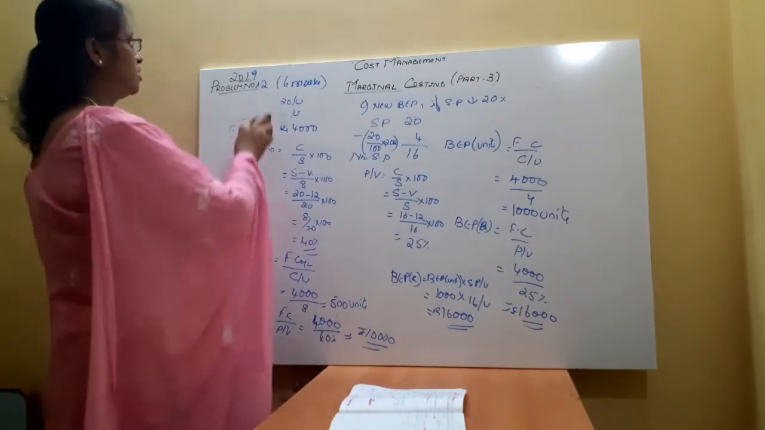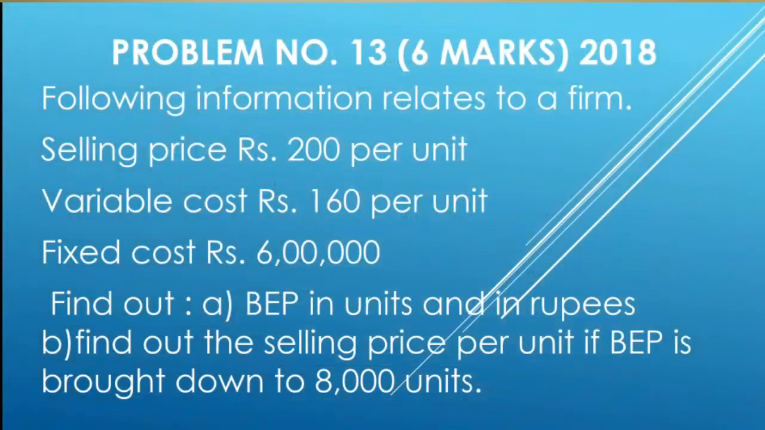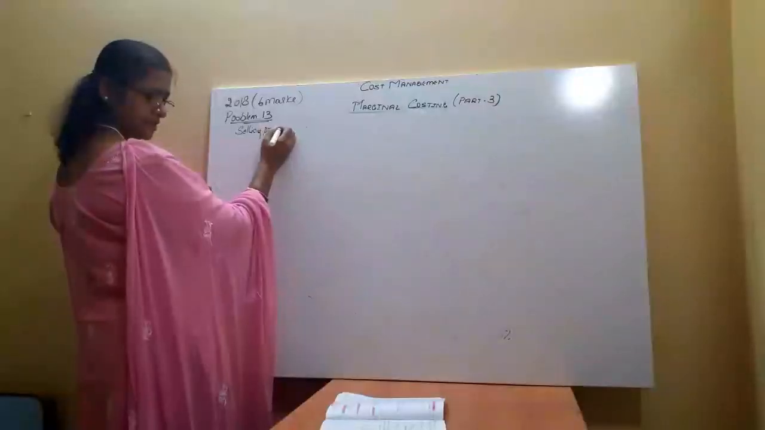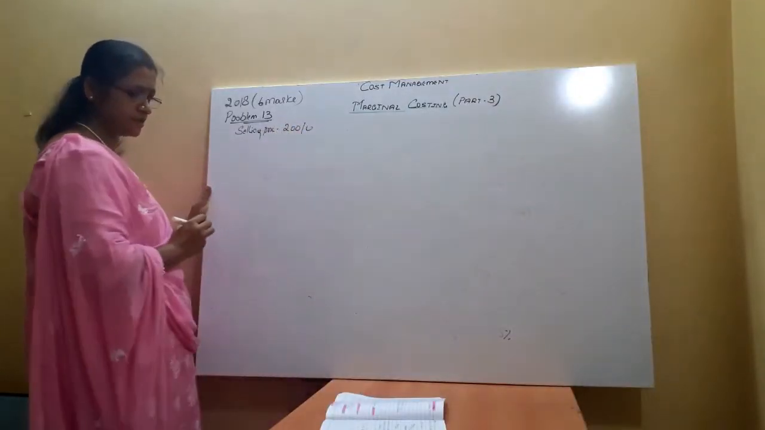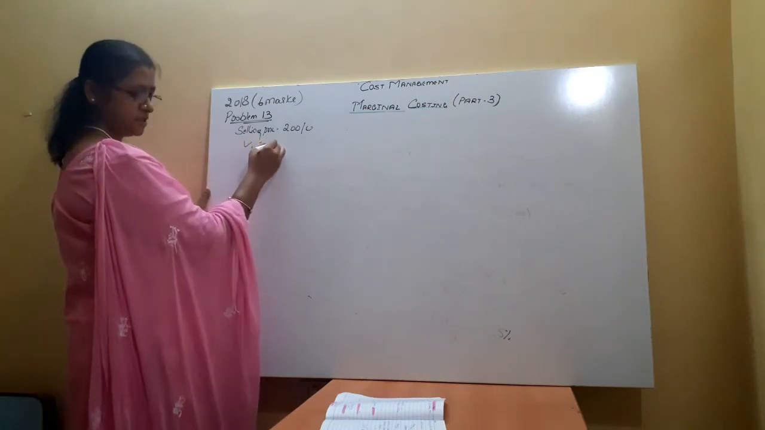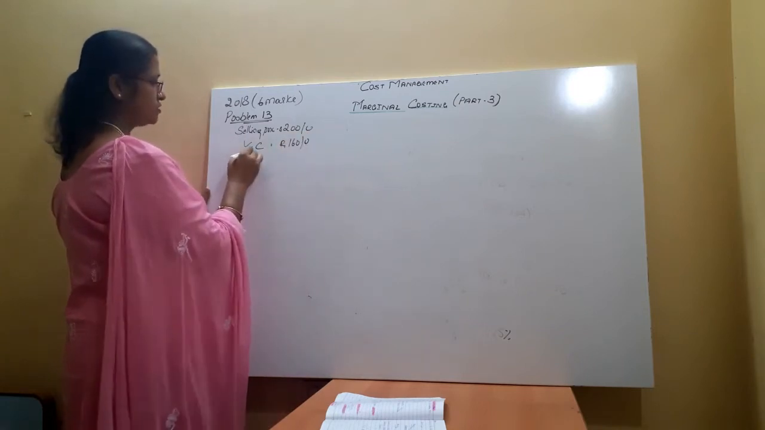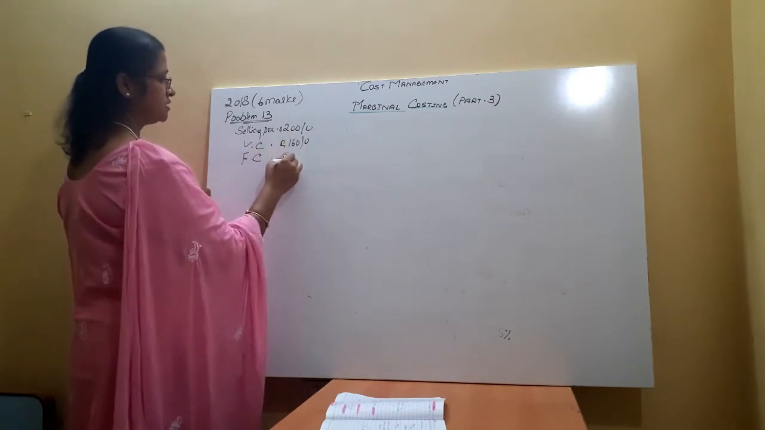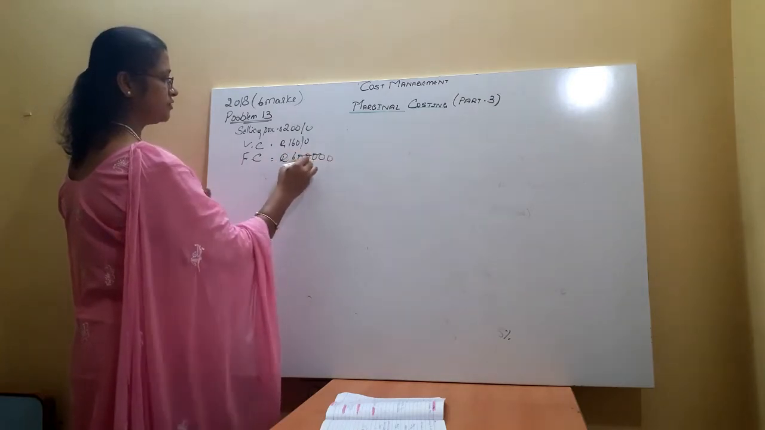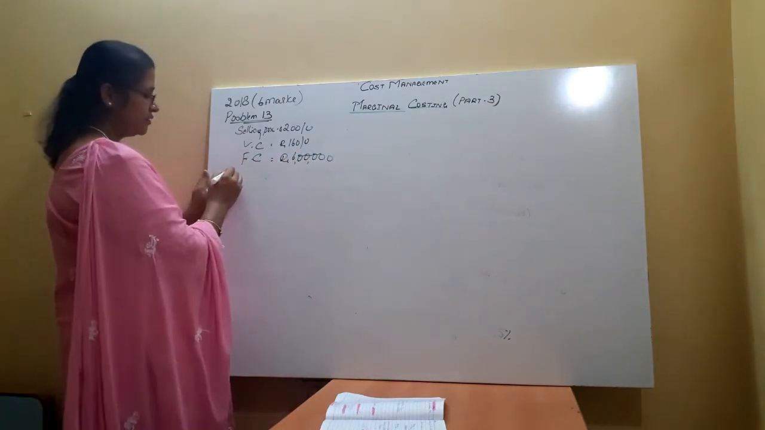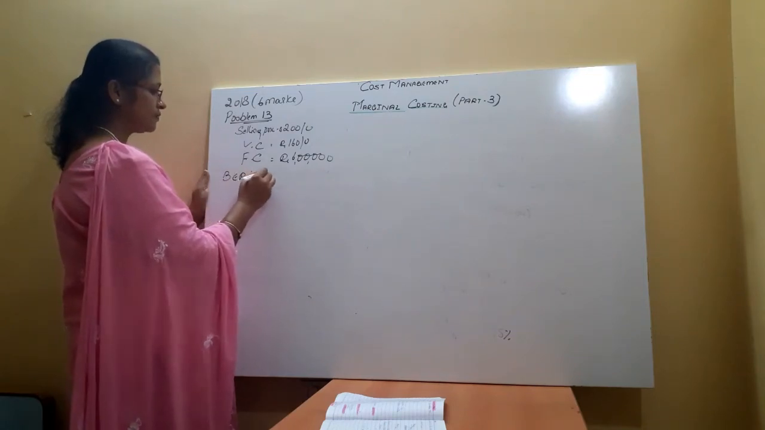Now we'll start with problem number 30 for 6 marks. Okay, so the information given, let us write it down. Selling price is 200 rupees per unit. Variable cost is rupees 160 per unit. Fixed cost he has given you as rupees 6 lakhs. So with this information he has asked you to calculate first the BEP in units.